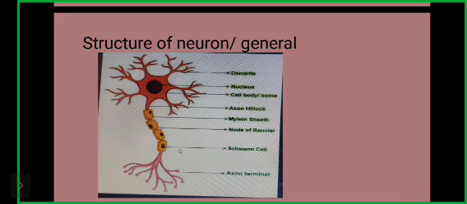Then we can have those areas that cover the axon, and they're taken as the myelin sheath. And then the myelin sheath has some cells in it, and those are taken as the Schwann cells. And then there can be gaps between the sheaths. Those gaps are known as the nodes of Ranvier. And then at the end of the structure, there can be an axon terminal.